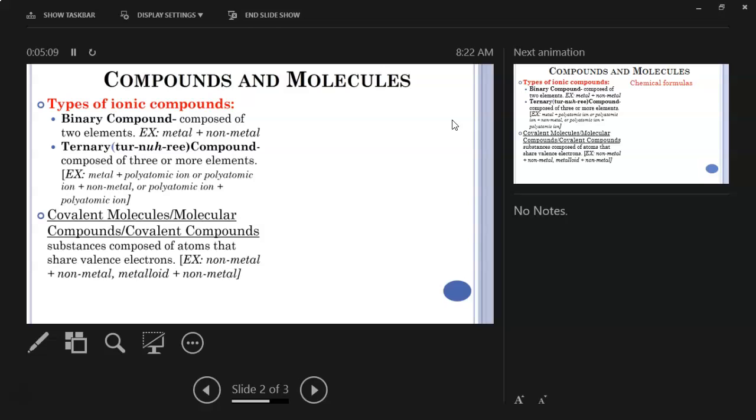Some combinations you're going to see all nonmetals. Like we had a few examples in Bell work yesterday. You might see a metalloid and a nonmetal. So tomorrow we're going to tackle ionic compounds. The next week we're going to look at covalent molecules and covalent compounds.